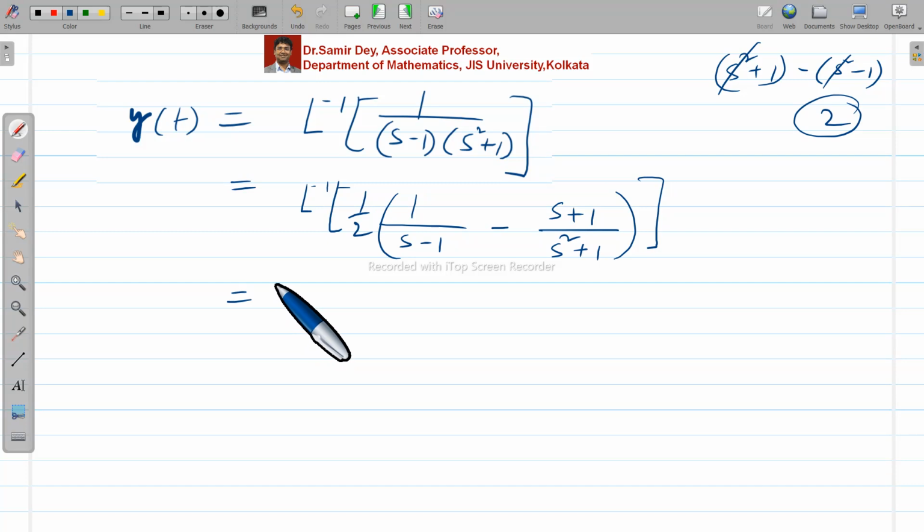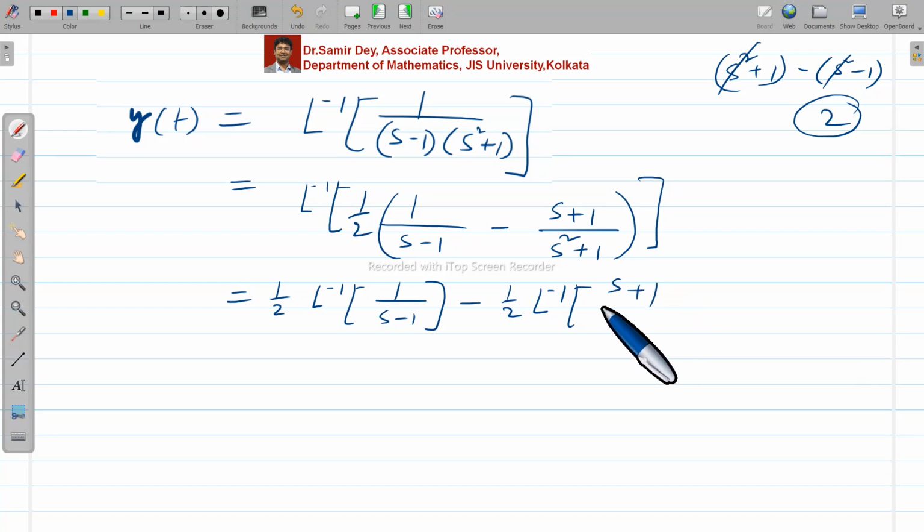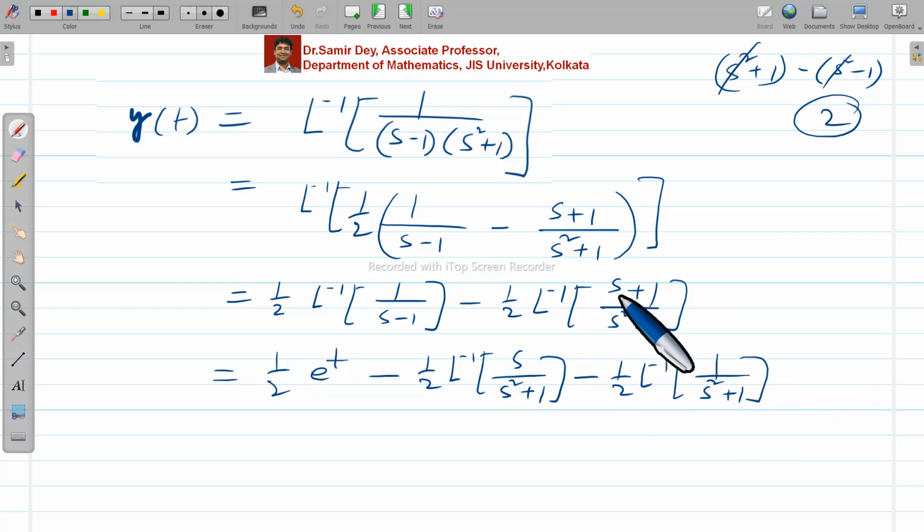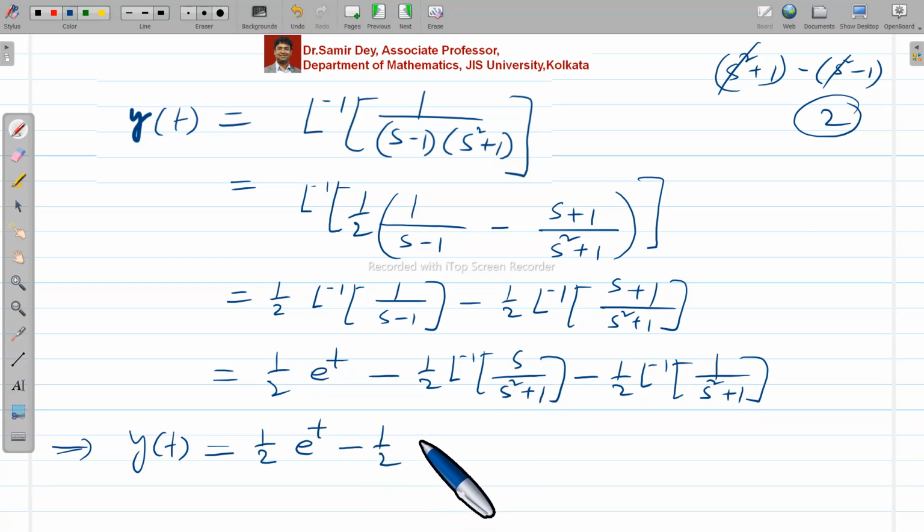Now you balance it. So ultimately it is coming 1 by 2 L inverse of 1 by s minus 1 minus 1 by 2 L inverse of s plus 1 by s square plus 1. So ultimately it is coming 1 by 2 e to the power t minus 1 by 2 L inverse of s by s square plus 1 minus 1 by 2 L inverse of 1 by s square plus 1. Clear? You separate this. So ultimately y t is equal to 1 by 2 e to the power t minus 1 by 2 times cos t, which is nothing but the inverse of s by s square plus 1. And here it is minus 1 by 2 sin t, from 1 by s square plus 1. That's all.